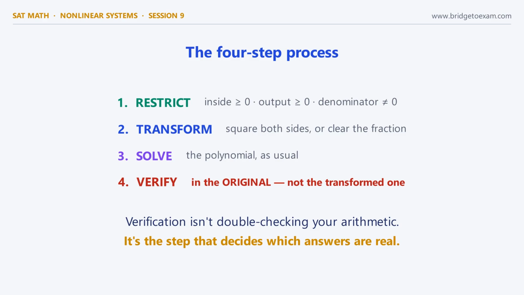4. And this step is not optional. Substitute every candidate back into the original equation. Not the squared version. Not the cleared version. The original with the radical or the fraction still in it. Verification isn't double-checking your arithmetic here. It's the step that decides which answers are real.